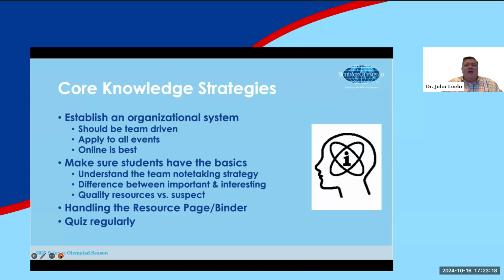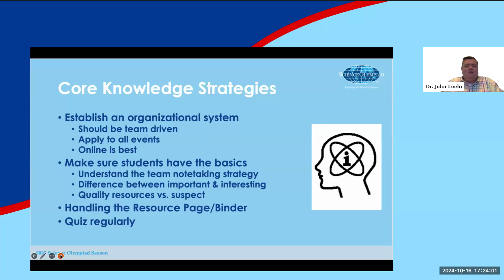Here, I always put a plug: online is best, right? Putting stuff up in the cloud because it makes it accessible to you when you're traveling. But also it's way easier to organize stuff. Talk about the basics, right? So everything from a team note-taking strategy to being able to identify the things that are important versus the things that are interesting. I don't think there's a person alive these days that hasn't fallen into a Google rabbit hole where you've done a search and the next thing you know, you're probably 7, 8 articles in on a topic when all you were really looking for was one simple answer.